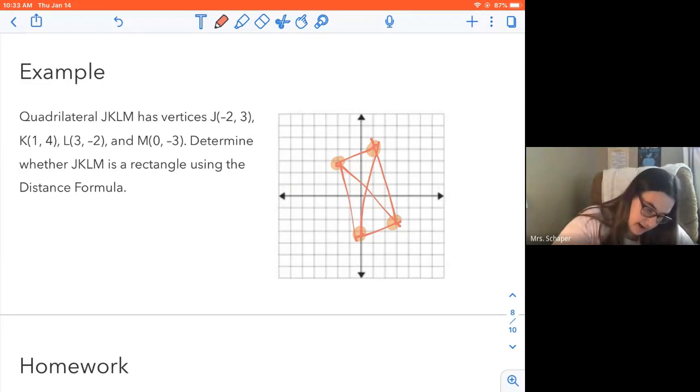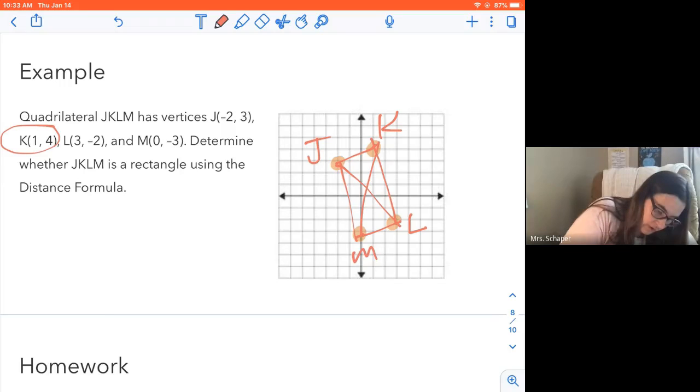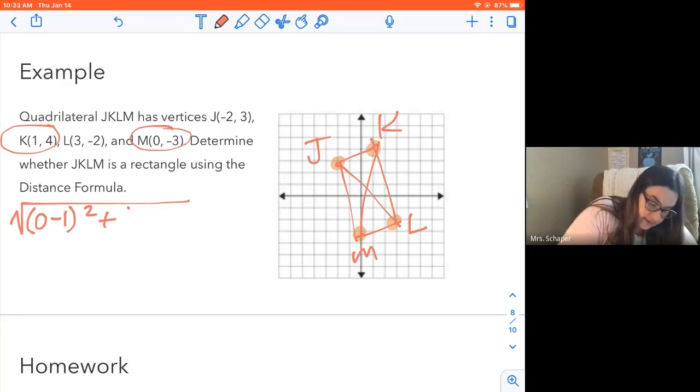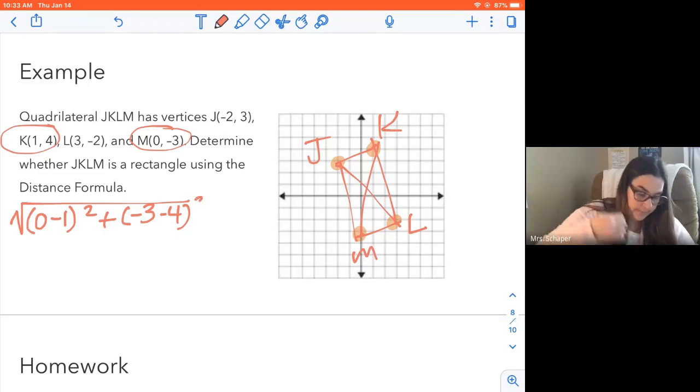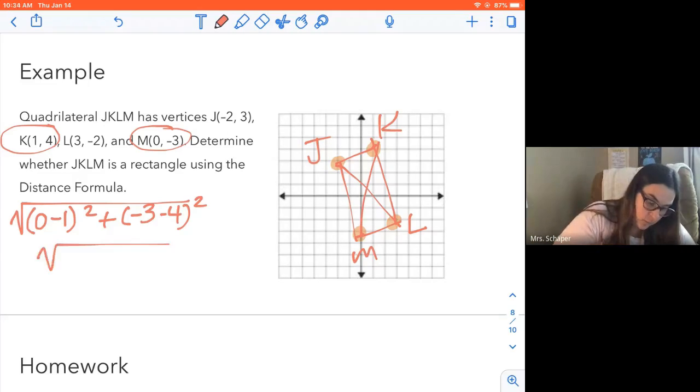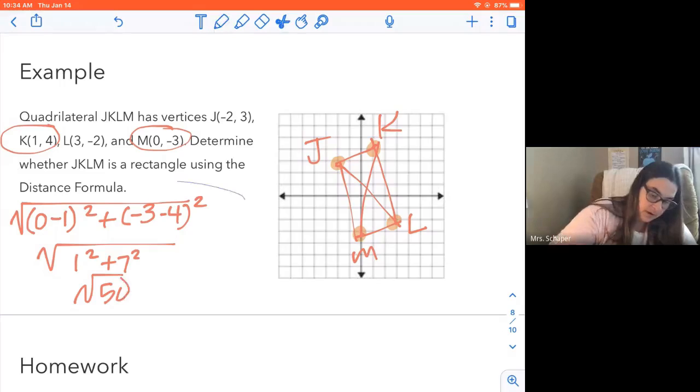So this is K, this is J, this is L, and this is M. So the distance of KM, that's what I'm going to work with first. The distance is equal to the square root of the quantity x sub 2 minus x sub 1 squared plus y sub 2 minus y sub 1 squared. So it's 1 squared plus 7 squared, so it's the square root of 50.